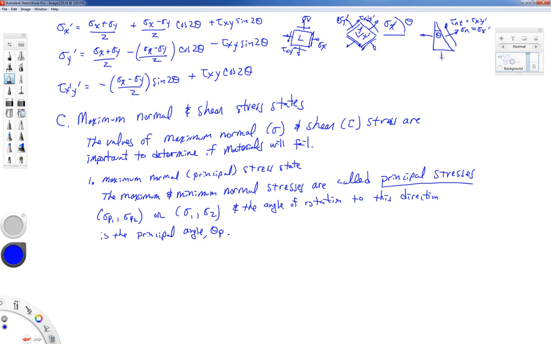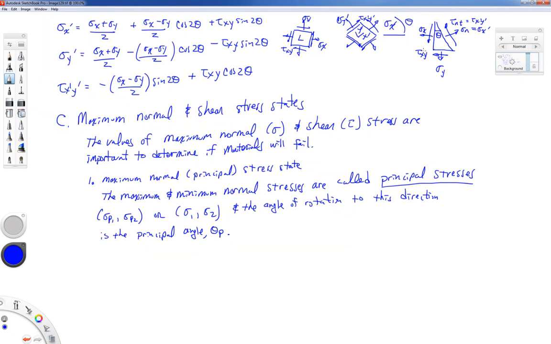Now the equations that I've written down there on the left are in terms of the double angle, the 2 theta. And it's going to be a little bit more convenient for us to work with those today. So let's talk about these maximum stress states. If a material is going to fail, it's going to fail because of the maximum stresses in the material, typically. So we can look at 2 conditions, maximum sigmas and maximum shearing stresses.